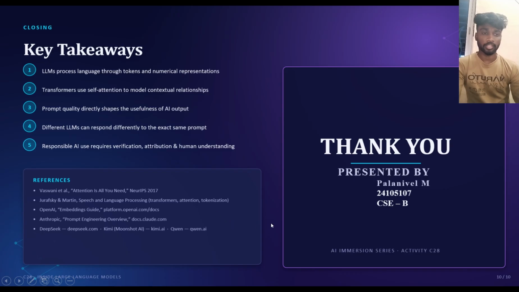Through this activity, I understand not only how to use LLMs, but also what happens behind the interface when we give a prompt.